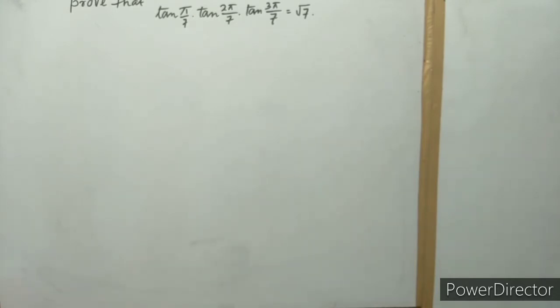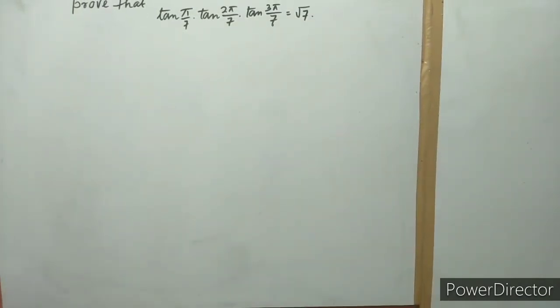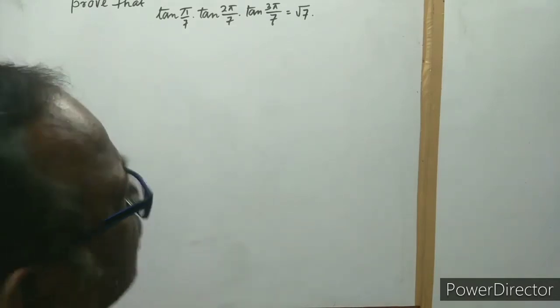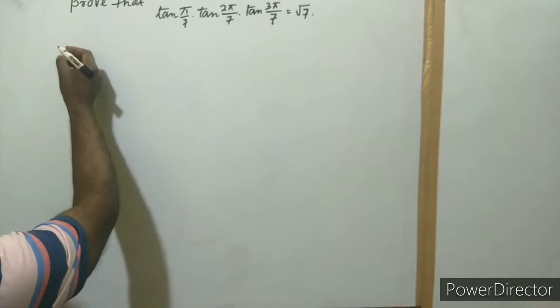This is one of the best solutions for trigonometry, and we will proceed with this solution by two methods. First with the help of trigonometry, then after that we proceed to the theory of equations.